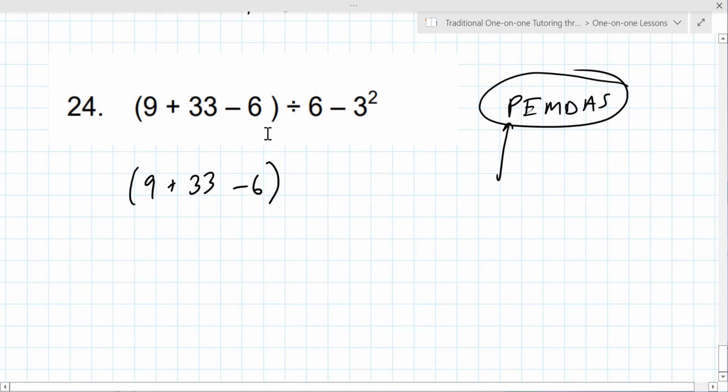9 plus 33, 42, minus 6. I think I heard 42 minus 6. Is that right? Yes. And then I was guessing 34. Well, don't guess. You can do this. No, 42 minus 6.